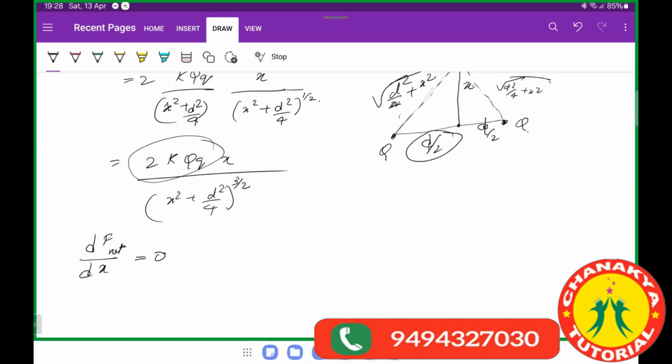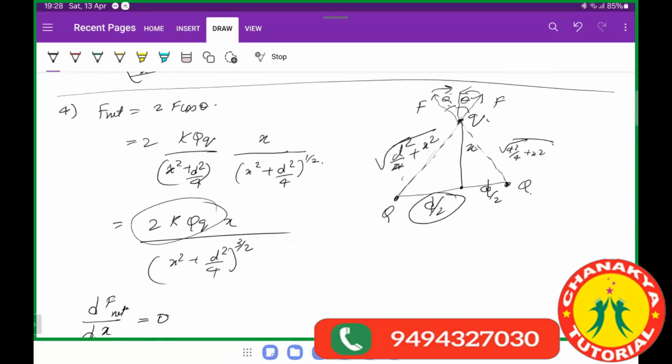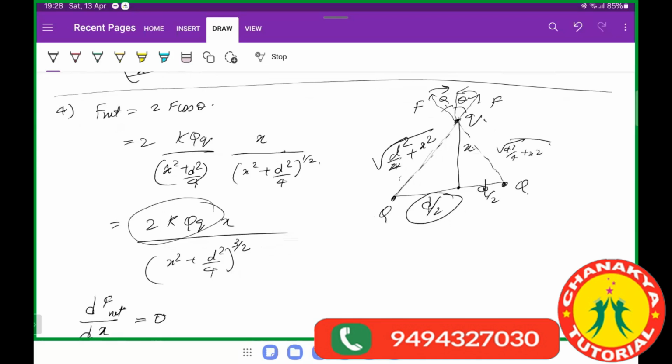Yeah, it is d by 2 root 2. That is option number 4. So can you just scroll a bit up? I'll just copy the diagram. Yeah. This is 4.